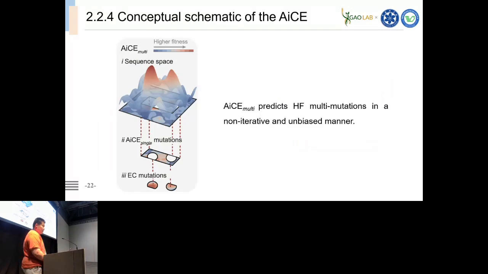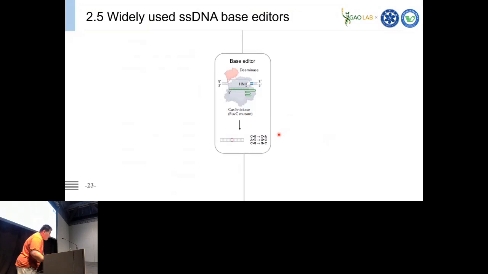To sum up, ACE multi picks pairs of positions that may work well together, and ACE single finds the best mutation for each site. Together, this forms the ACE method. It's a general structure-based approach to design both single and multiple mutations with low data needs and strong performance across many proteins. Okay, our main goal in developing ACE was to optimize genome editing tools, starting with base editors.